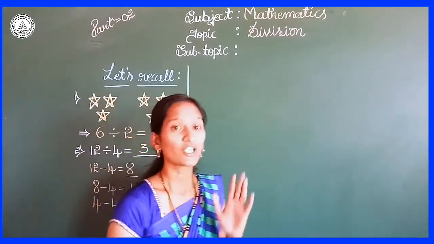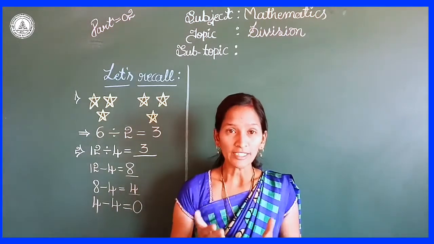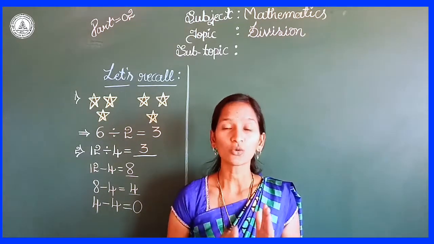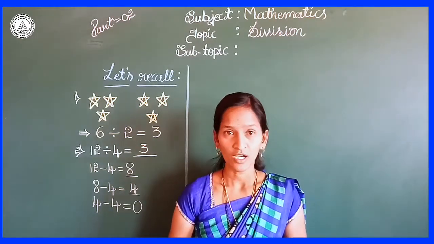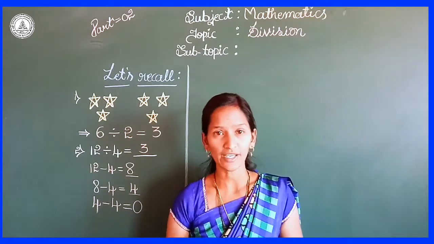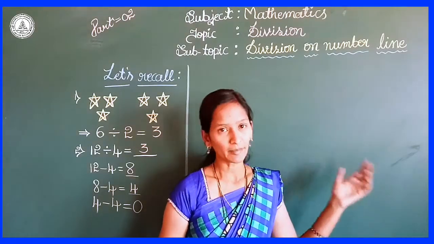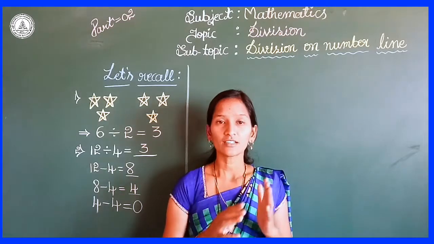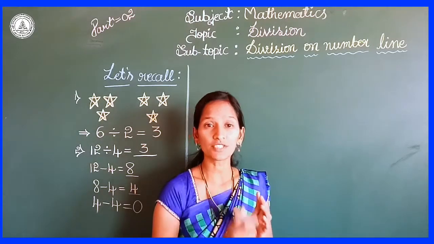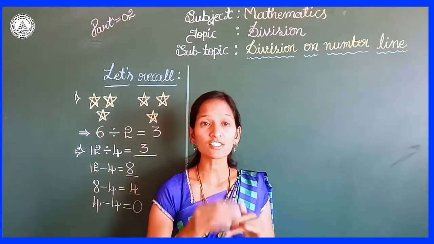Now come to our today's new concept. Students, already you know how to add, how to subtract, and how to multiply the given numbers on a number line. Now it's time to learn how to divide a number on a number line. So today's new concept is division on a number line. Division can also be done by the method of repeated subtraction on a number line. But in other operations like addition, subtraction and multiplication, we always start from 0 and move forward. But in division, it is just opposite to that.